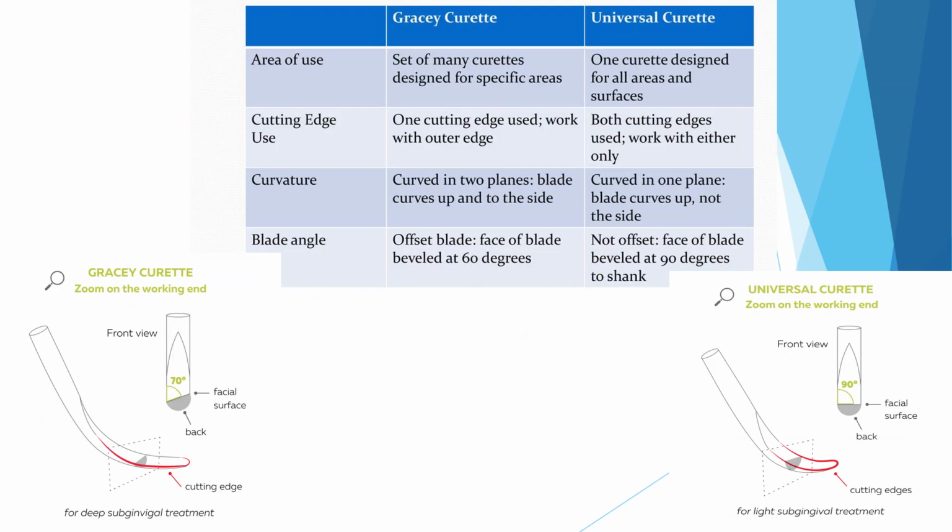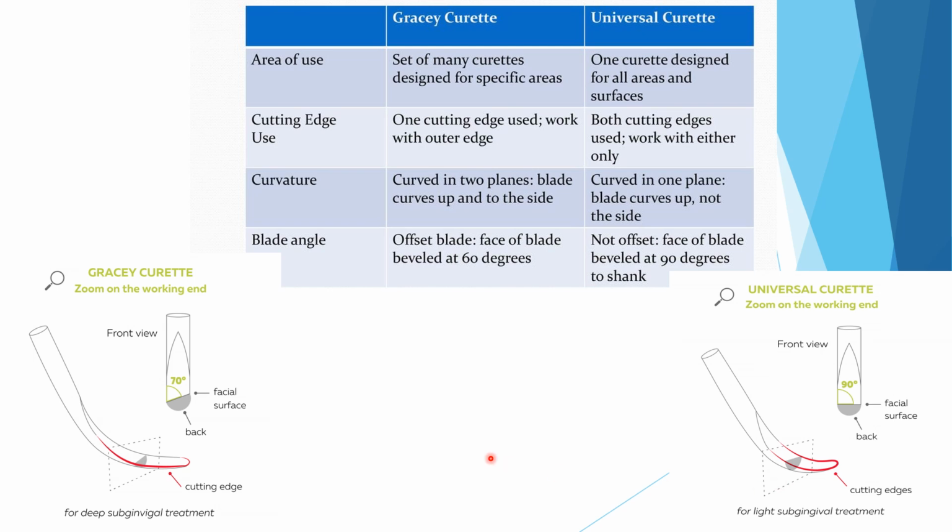So coming to the differences between Gracie curettes and universal curettes. According to area of use, the Gracie curette is designed for specific areas, and the universal curette is designed for all areas and surfaces. Coming to the cutting edge, we have only one cutting edge in the case of the Gracie curette. You can see in this picture that this is the outer cutting edge that's being used. And for the universal curette, we have two cutting edges. You can see both cutting edges, and it will work with either.